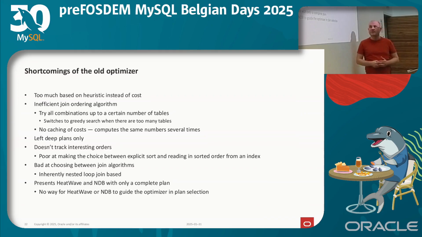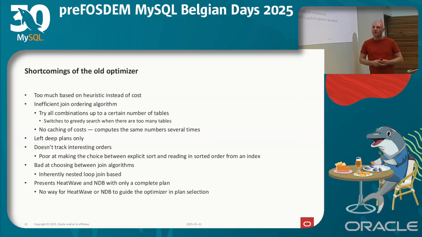Hash joins were added late in MySQL, so our choice between nested loop join and hash join is based on, well, first try nested loop join, and in some very safe cases use hash join. So we are underutilizing hash joins, which makes query plans slower in many cases.